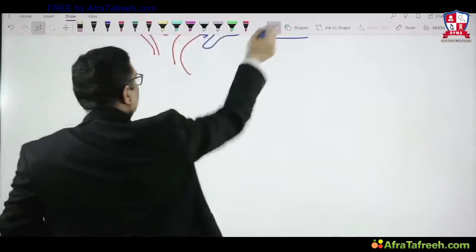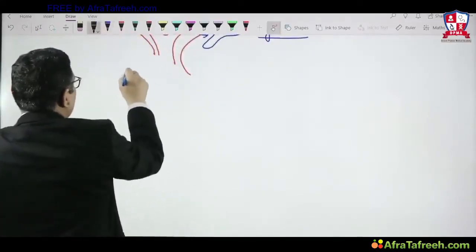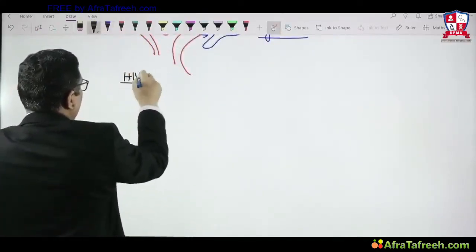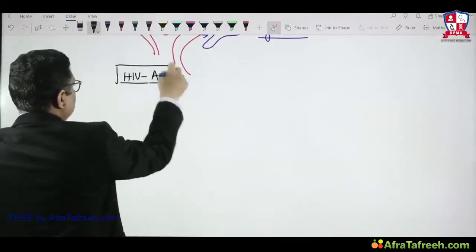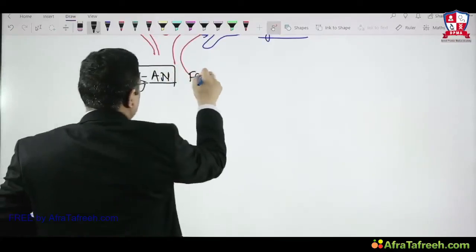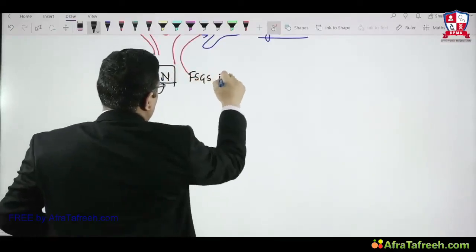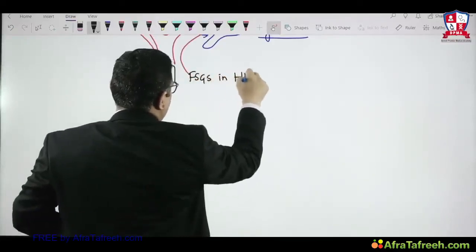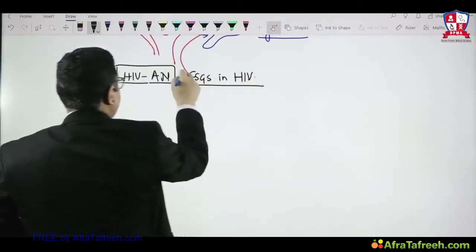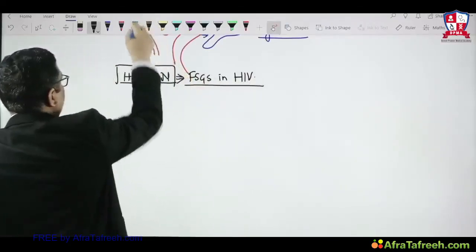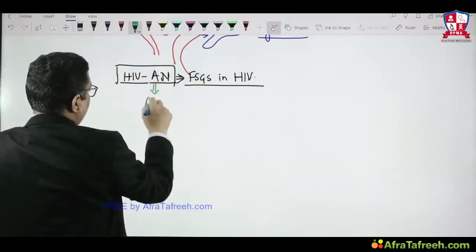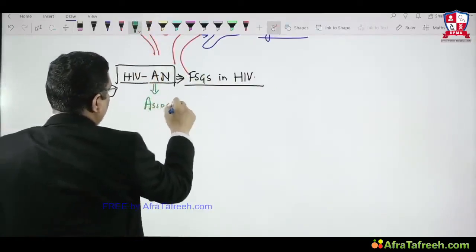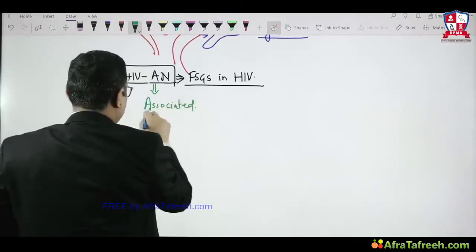Now there is one important thing we need to discuss here from the exam point of view, that is HIV associated nephropathy, right? So FSGS with HIV. What is this? FSGS in an HIV case is called HIV associated nephropathy.